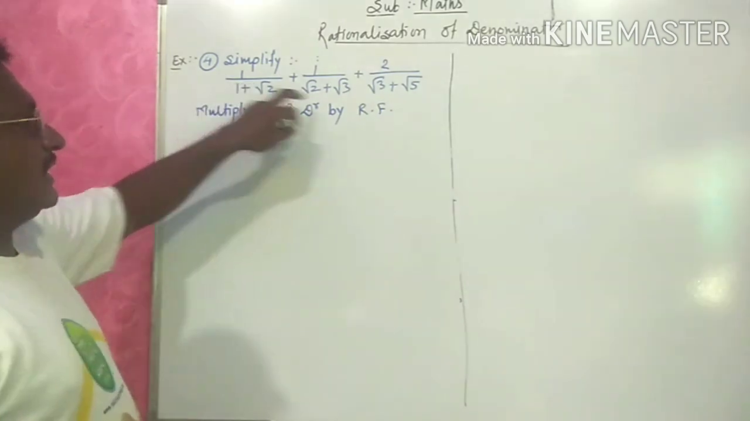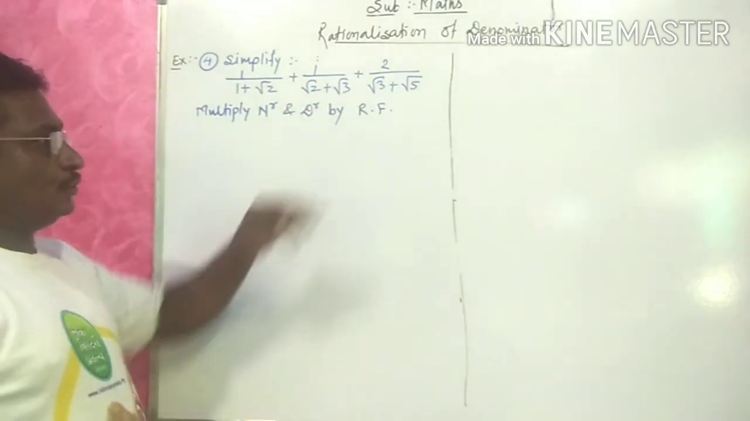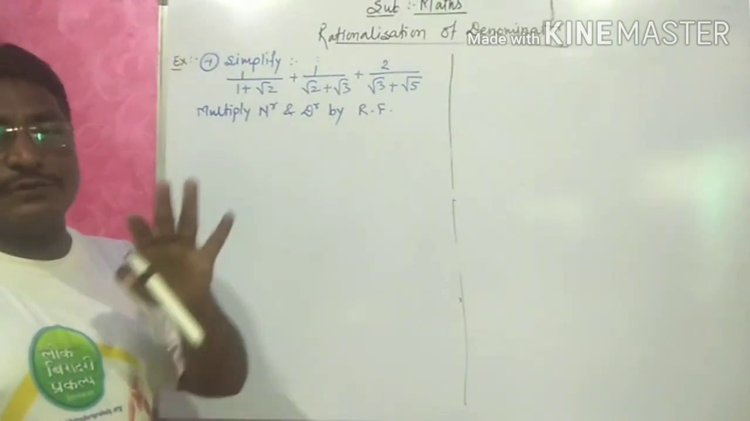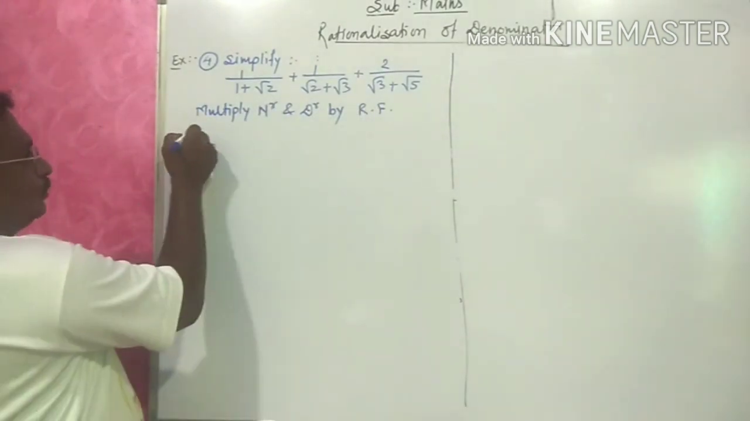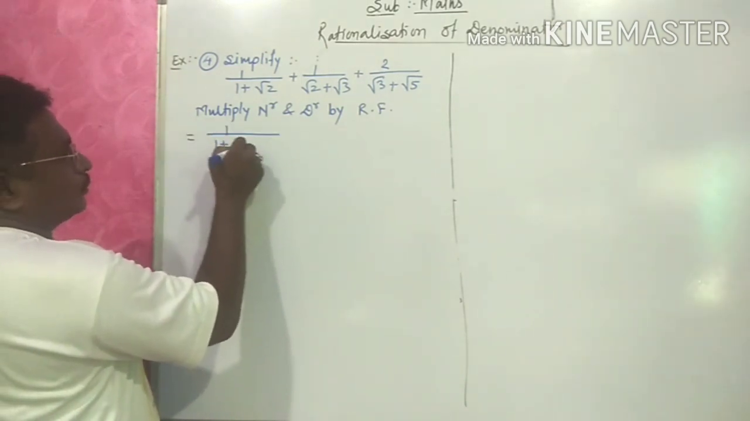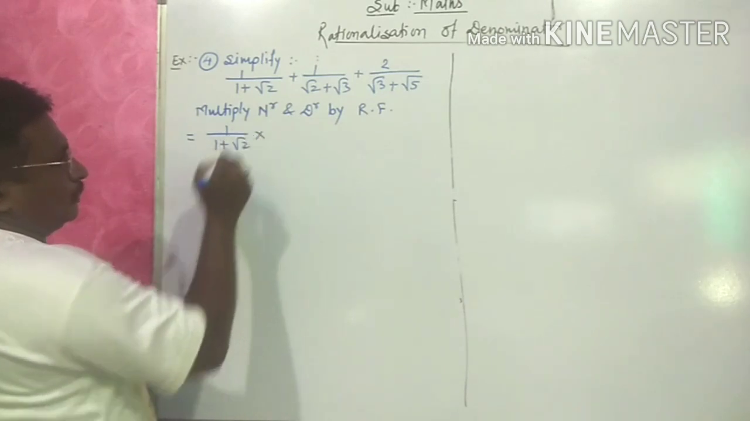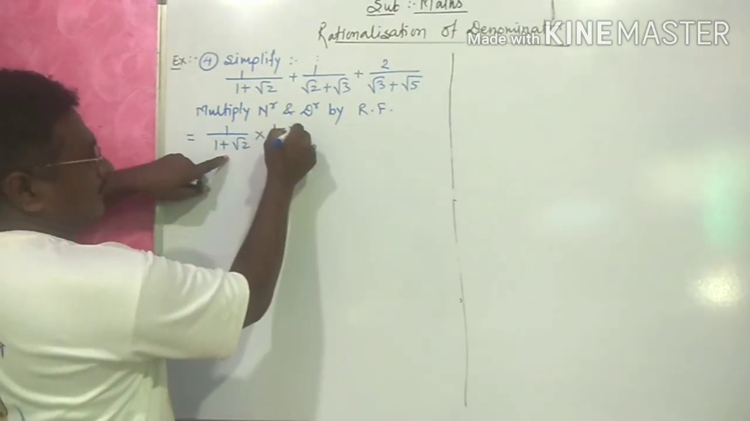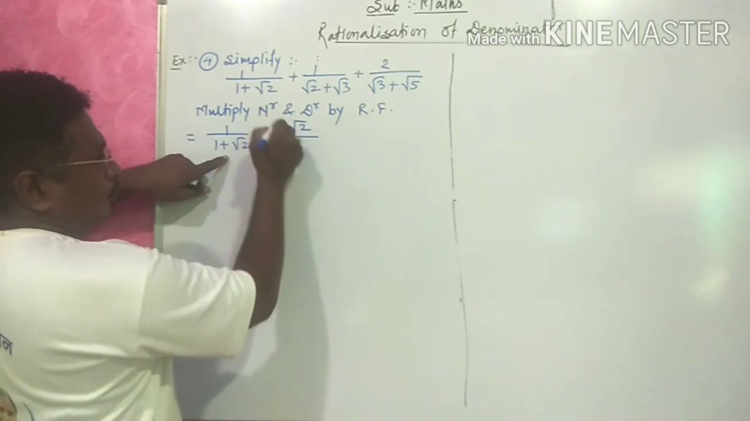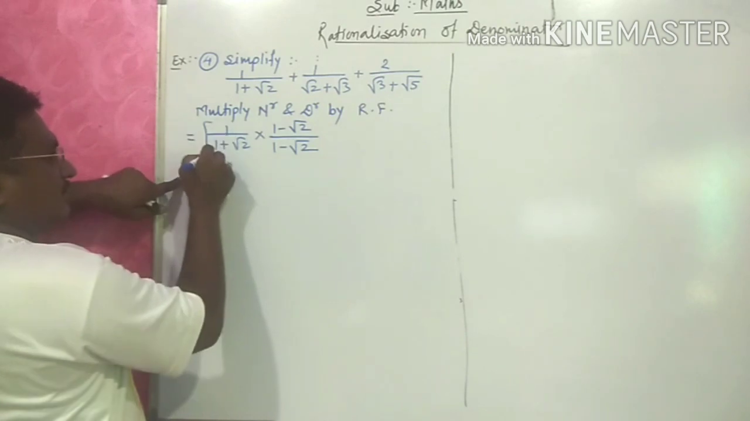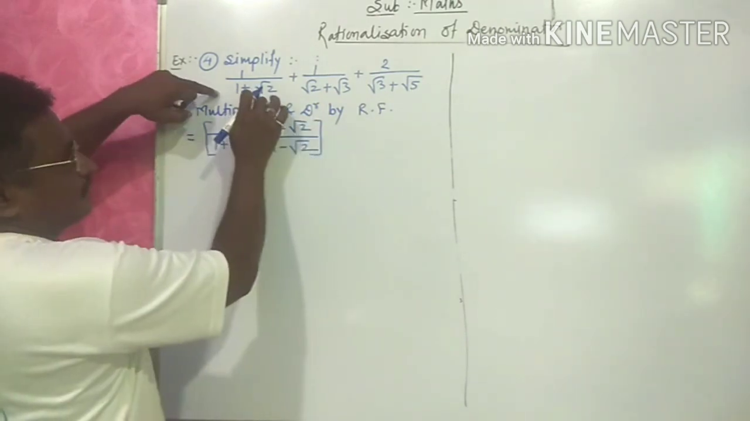So now here 3 rationalizing factors are there. In each term we can use the rationalization. Now 1 by 1 plus root 2. What is the rationalizing factor of this? 1 minus root 2. This is the first term.